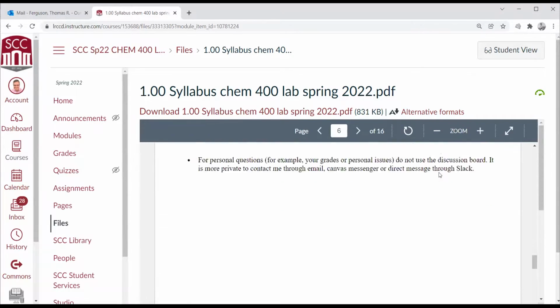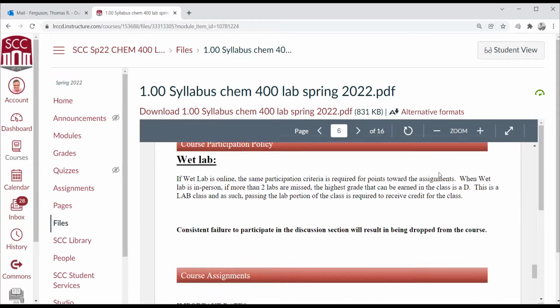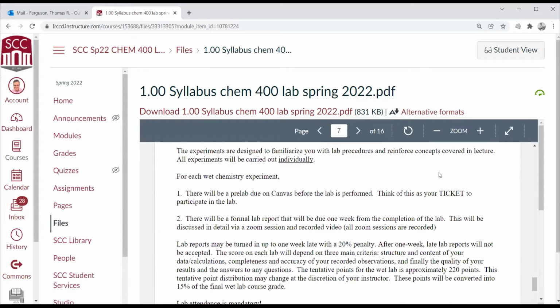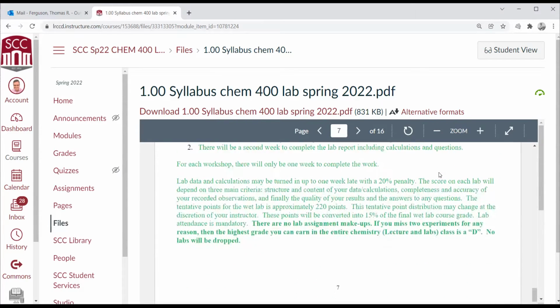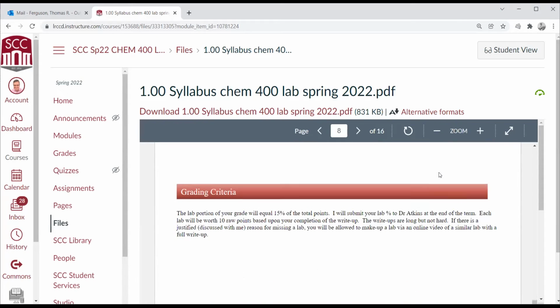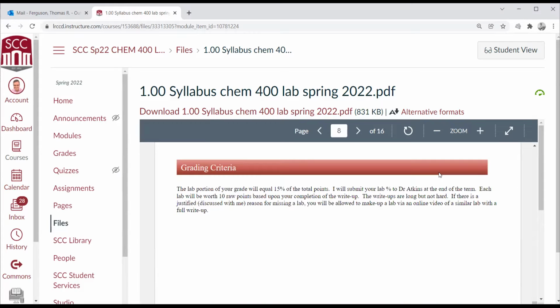Here's how to get a hold of me. If you go to the very end, here's our grading. Now in this class, just go over this real quickly. You're in the lab portion of Chem 400, okay? 85% of your grade will come from Dr. Atkins' exams and other ways to get points in her class. 15% of it will come from my class, which is the lab portion.